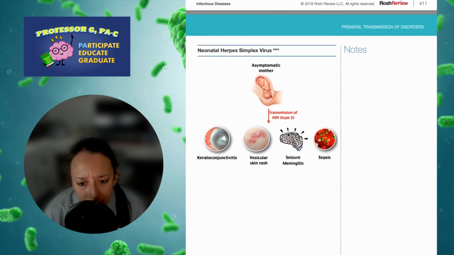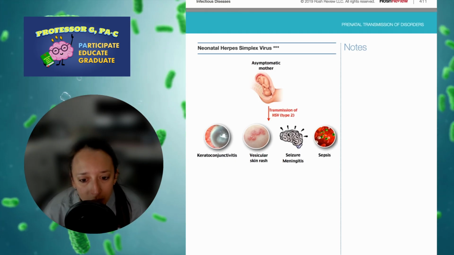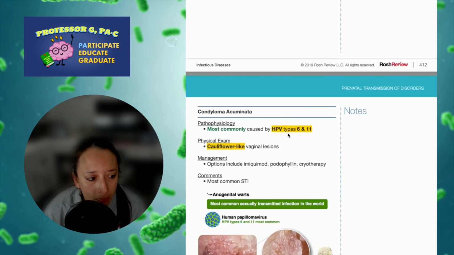So an appropriate tip here is if a newborn develops vesicular lesions within the first 2 weeks of life, we want to think neonatal HSV and start acyclovir immediately.